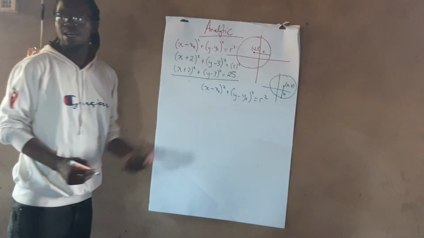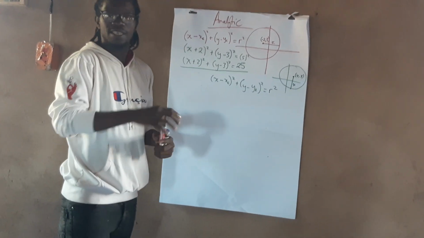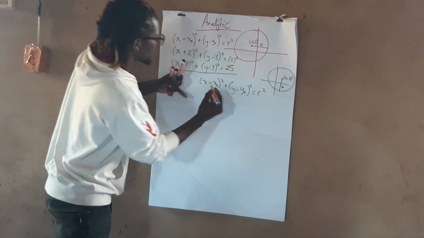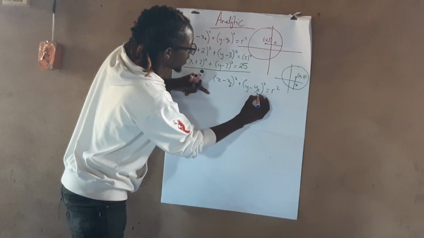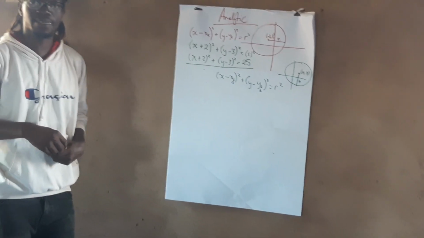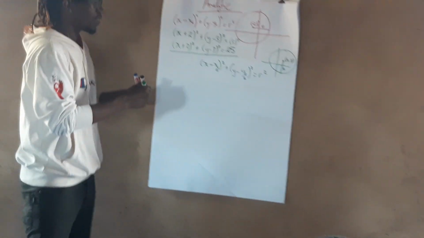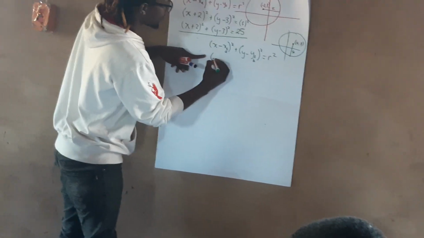Sometimes in other books they don't show it as xb or yb, they show it as a and b. They can show this as a and this one as b, should be equal to our r squared. So what is the equation of this? It means that our equation will be what?